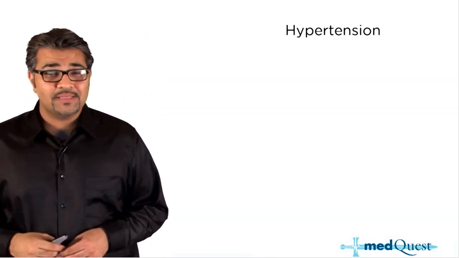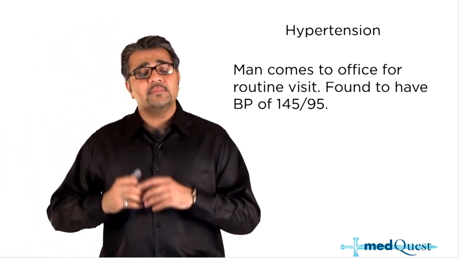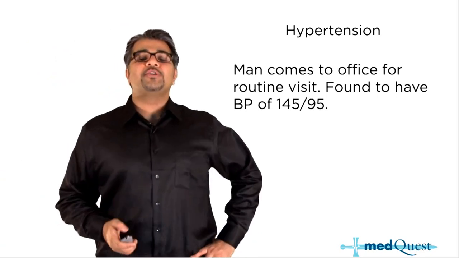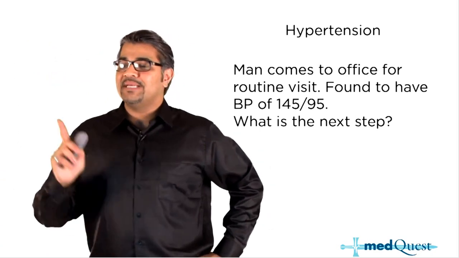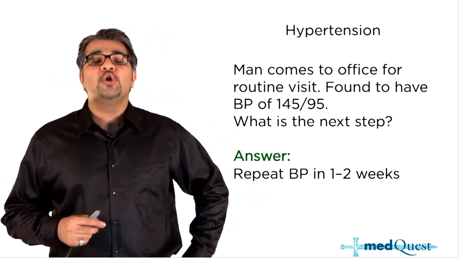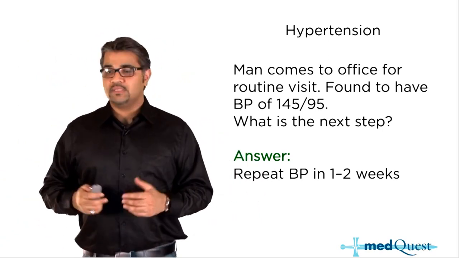Last thing we have to talk about in this chapter, and the most important one for your CCS, is hypertension. A man comes to the office for a routine visit. Ooh, question time. He's found to have a blood pressure of 145/95. Not good. What is the next best step in therapy? Correct answer? Well, that's right. Repeat the blood pressure in 1 to 2 weeks. We have to get a couple different measurements to make sure that it's correct.